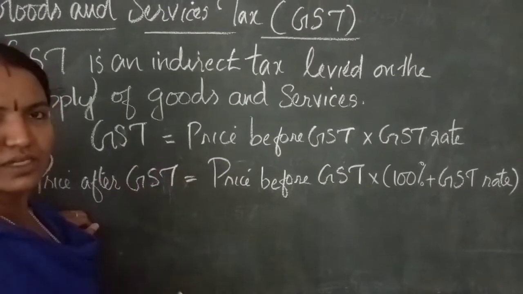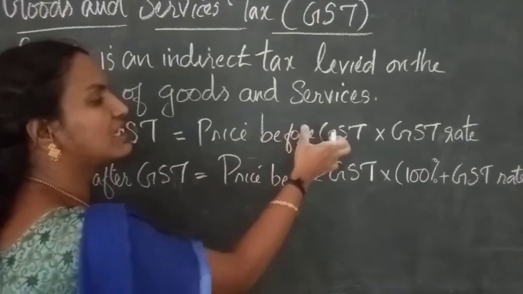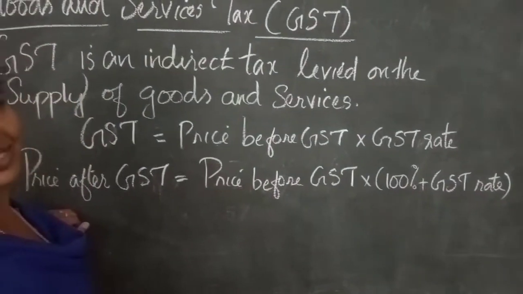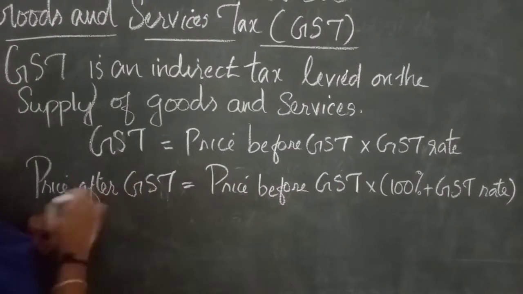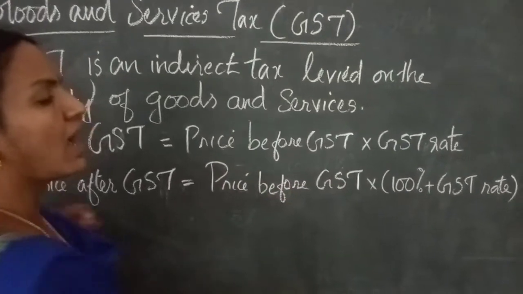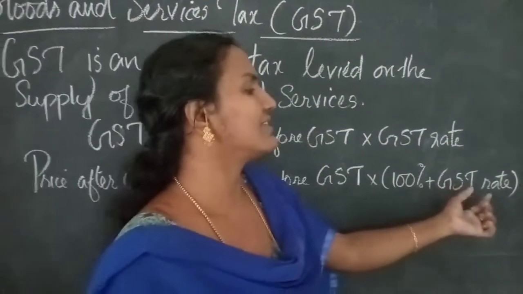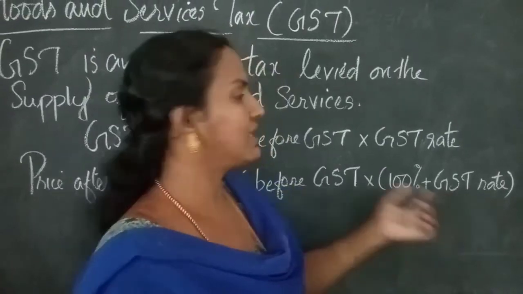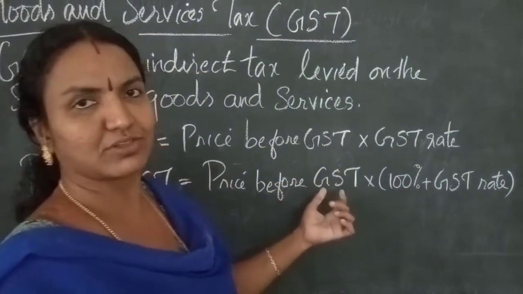GST is equal to price before GST into GST rate, and price after GST is equal to price before GST into 100% plus GST rate. Okay, these two formulas I have.